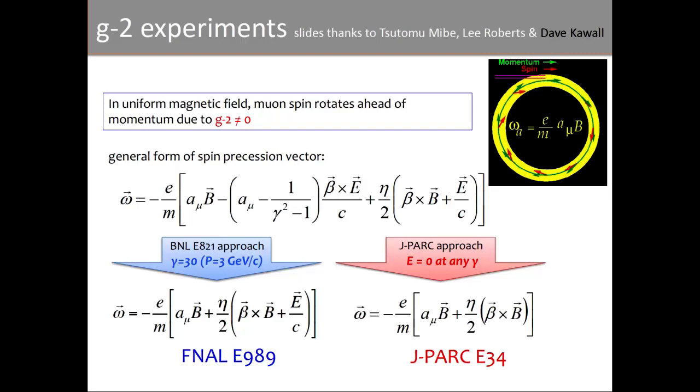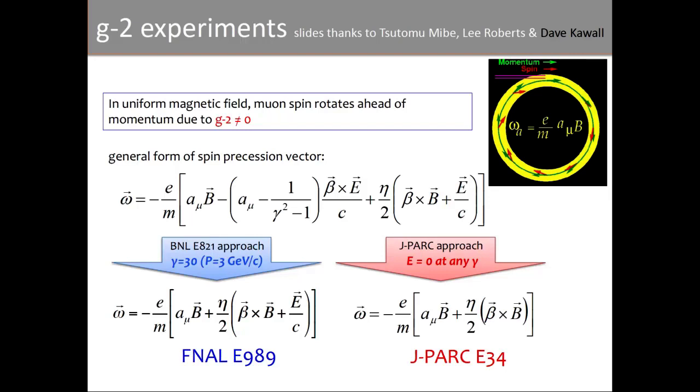That gives you possibly a big spoiler here. That's been dealt with in the Brookhaven experiment by choosing a magic gamma factor, a relativistic factor for the muons, which means picking a specific momentum so that this is cancelled out. And the eta is the EDM, and the EDM is supposed to be very small, so that factor is supposed to be very small and cannot really spoil that.